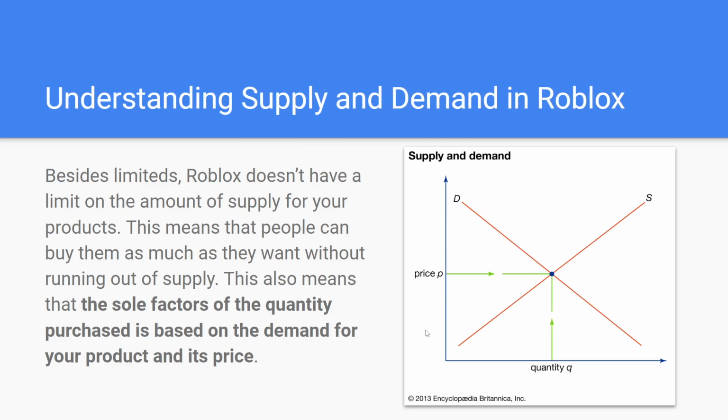Understanding supply and demand is maybe the first thing we should do. Besides limiteds, Roblox doesn't have a limit on the amount of supply for your products. This means that people can buy them as much as they want without running out of supply. This also means that the sole factors of the quantity purchased are the demand for your product and its price. This might be a little bit more confusing, but we're going to be diving a little bit more into this. What it basically means is that the amount that is going to be purchased from your Game Pass or clothing or UGC items is going to be based on its price and how badly people would want it, like its quality.